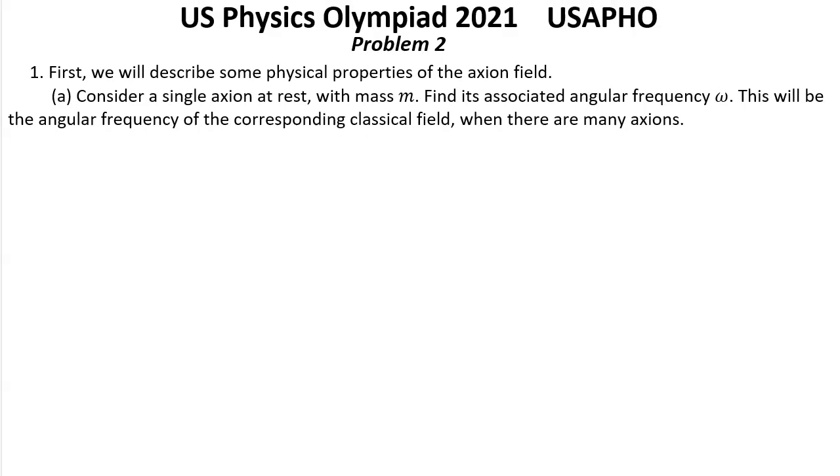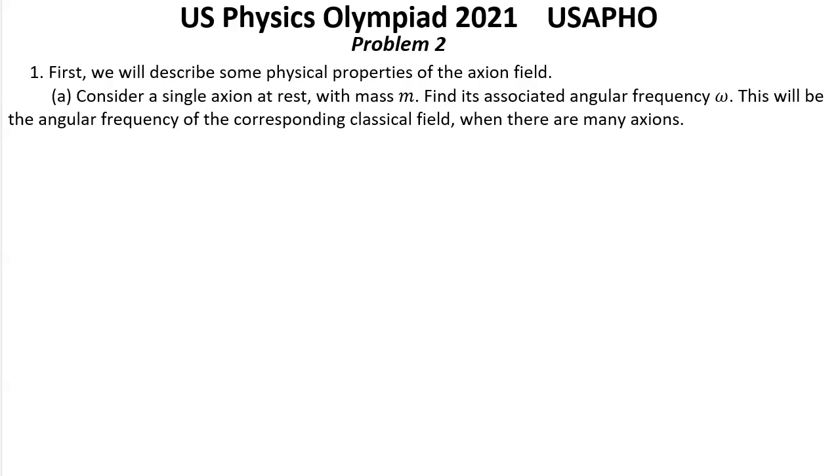Solution for problem 2. Part 1. Question A. Consider a single axion at rest with mass m. Find its associated angular frequency omega. This will be the angular frequency of the corresponding classical field when there are many axions.